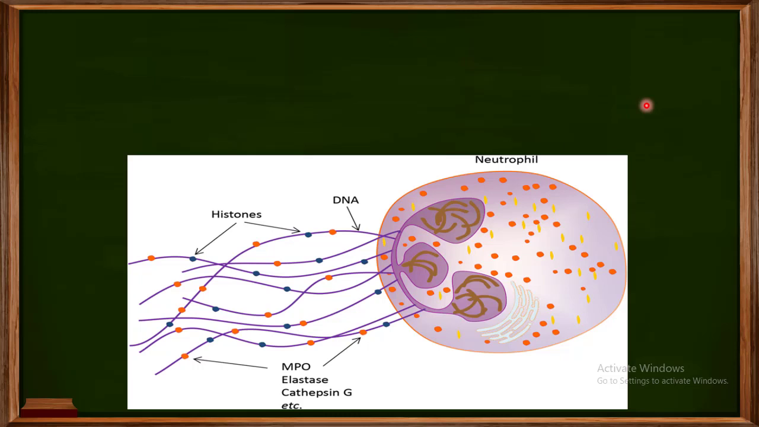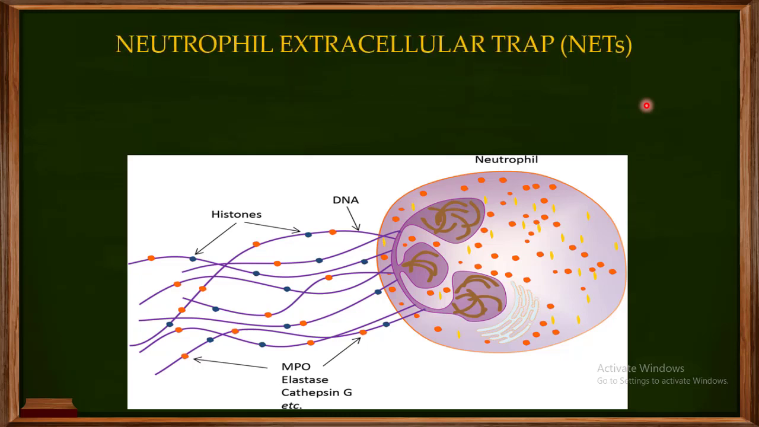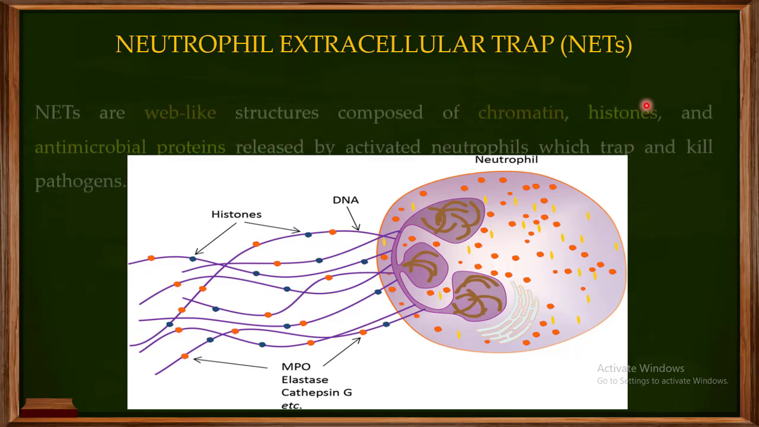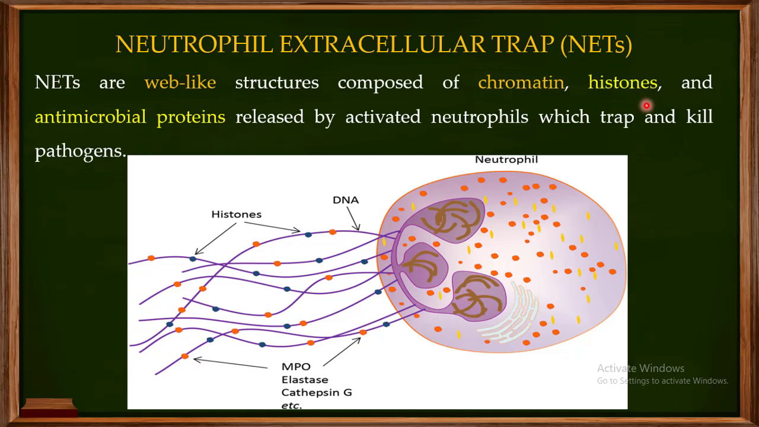And this is the 15th video of chapter 2 of Immunology, and this is part 2 on the Neutrophil Extracellular Trap. For short, we call them the NETs. In the first part of this video, I've told you that NETs are web-like structures composed of chromatin, histones, and antimicrobial protein. The NETs are released by the activated neutrophils, and they are responsible for trapping and killing the pathogens.